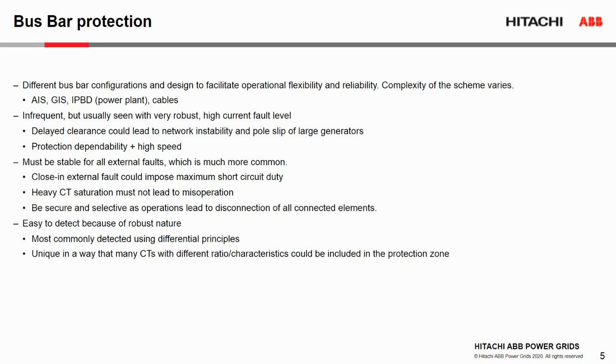The different types of busbar designs include AIS, air insulated, GIS, gas insulated, and IPBD, isophase bus duct, that's usually seen in power plants. Also cables sometimes are used as a busbar in the station just to connect to a rigid bus structure, for example. And all those segments of the busbar need to be protected properly.